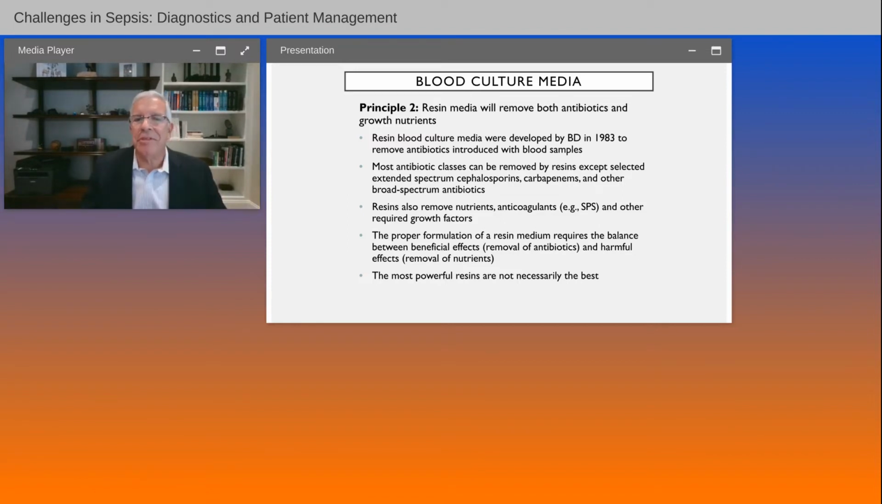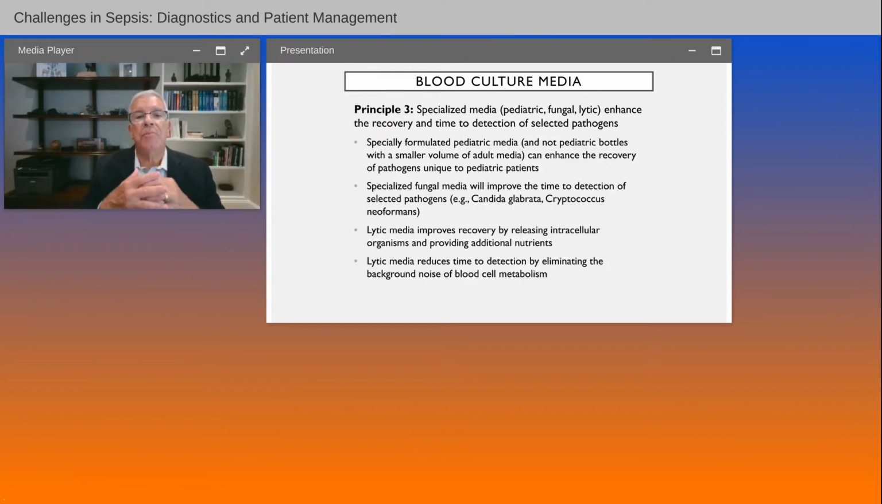I think it's important to just keep in mind that the most powerful resins, that is the ones that remove the most antibiotics, are not necessarily the best resins, because they are also effectively removing many of the nutrients that are important.